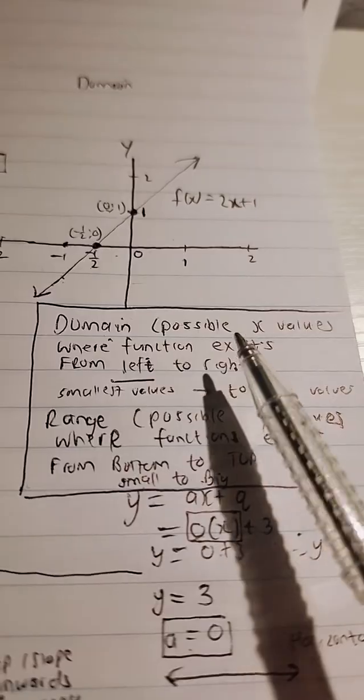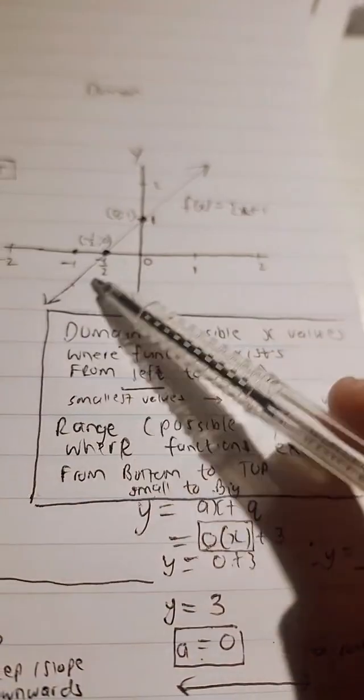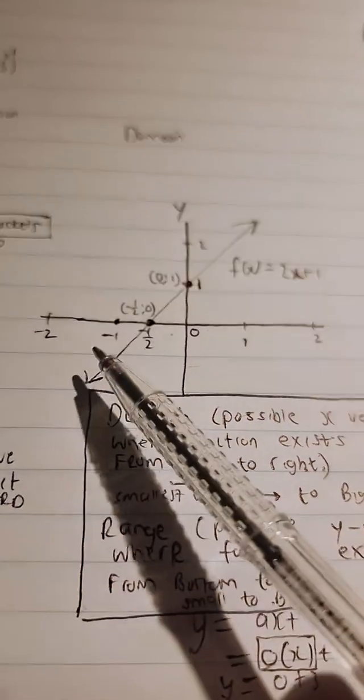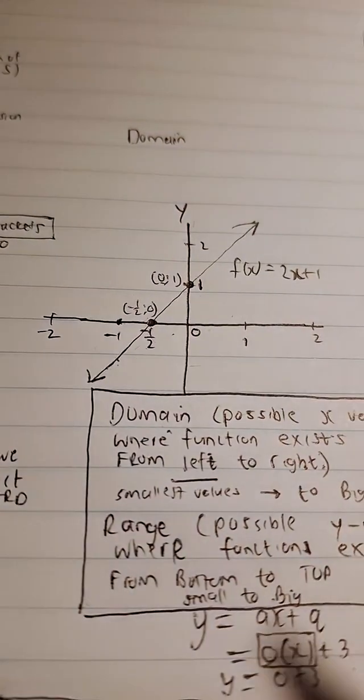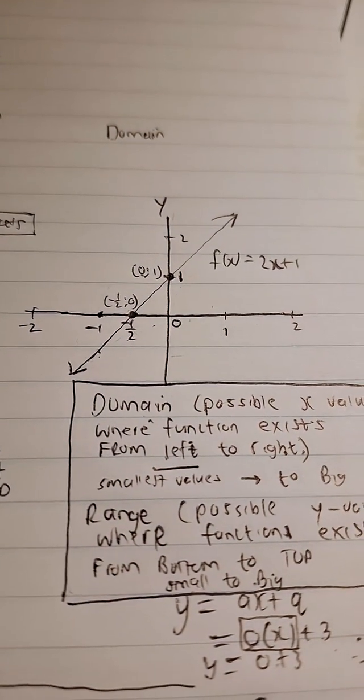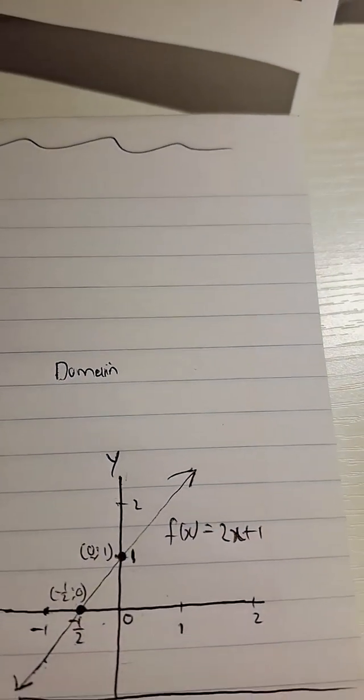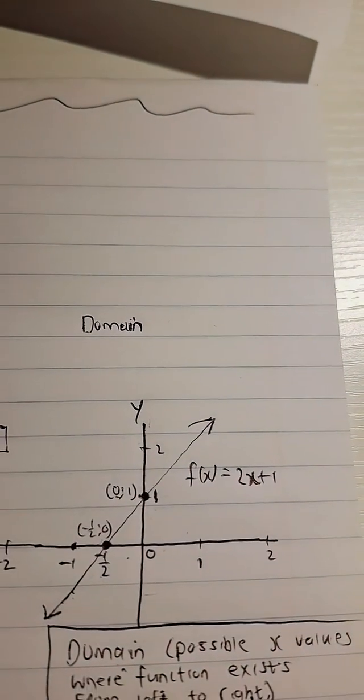Thank you, Wild Wonder Boy. The function will exist everywhere. For every possible x value that you can imagine, from left to right, the function is going to exist. There is nowhere where the function is not going to exist. So how do you then write that down as your domain? How do you write that down mathematically?